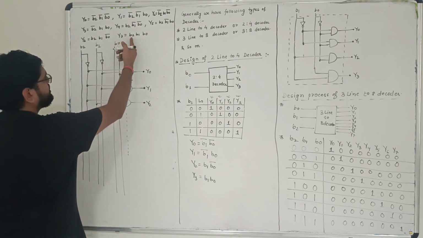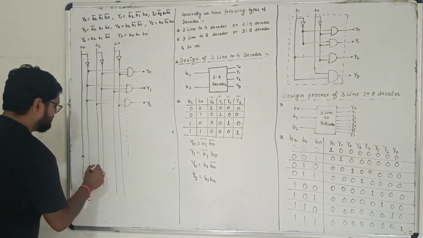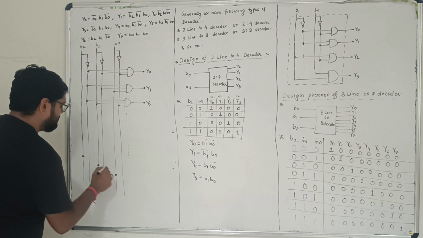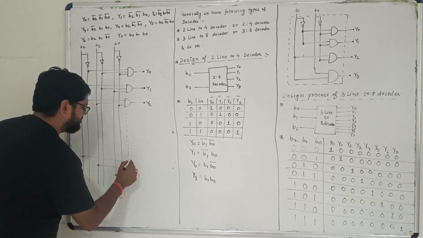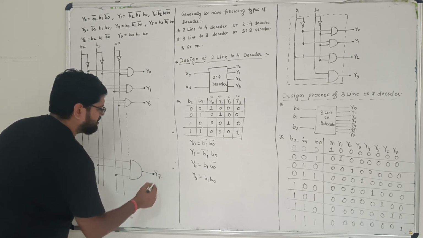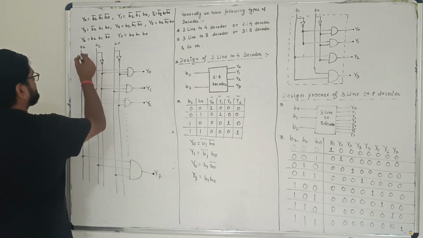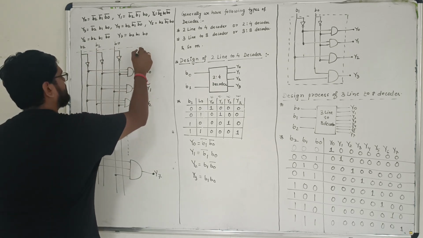I'm just drawing the y7 so that you can have the understanding. In case of y7, it is b2, b1 and b0. So you will take b2, b1 and b0. Connect all of them with an AND gate, and that is your output, that is y7. I think you have got this. This is all about the design of the 3-line to 8 decoder.